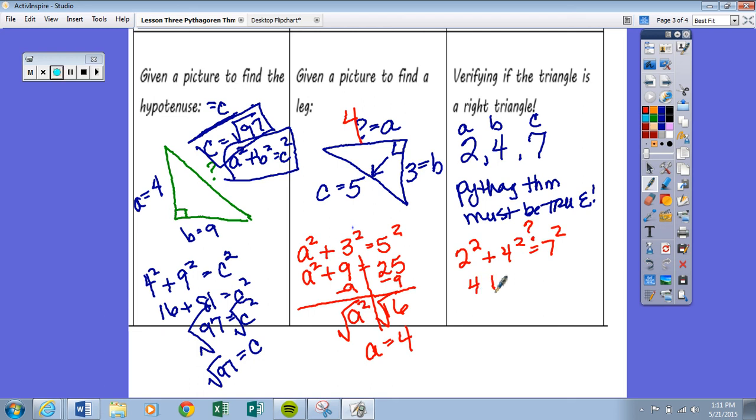2 squared is 4, 4 squared is 16, 7 squared is 49. Well, does 4 plus 16 equal 49? No, big fat no. So this would be false, and if it's false, I would say, is this a right triangle? Not a right triangle. But if you had a list of numbers, everybody, and it was a true statement, then you could say, yes, it is a right triangle.